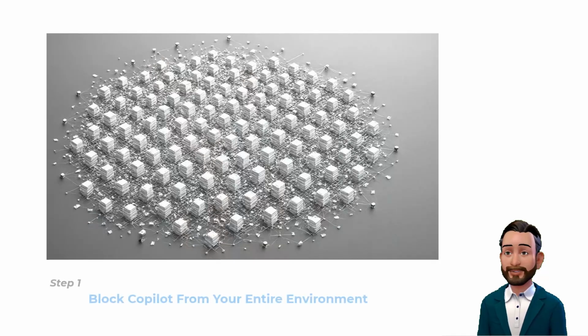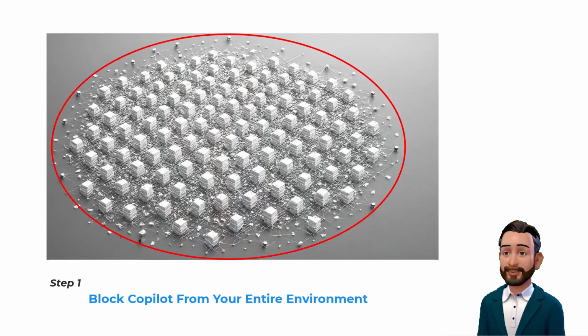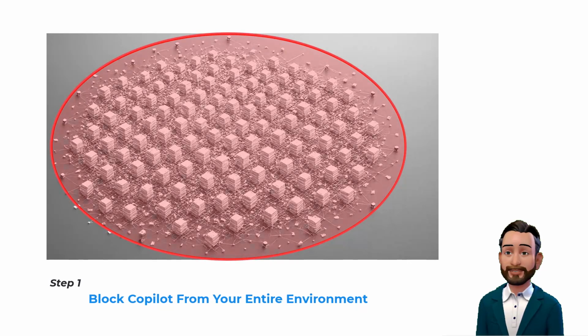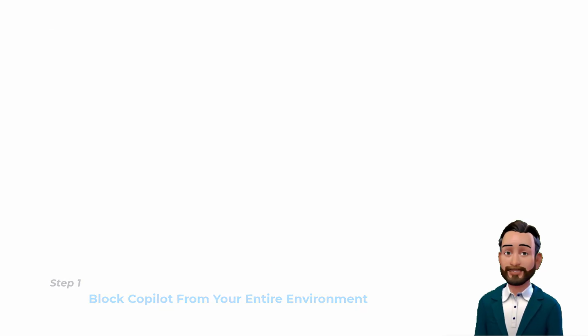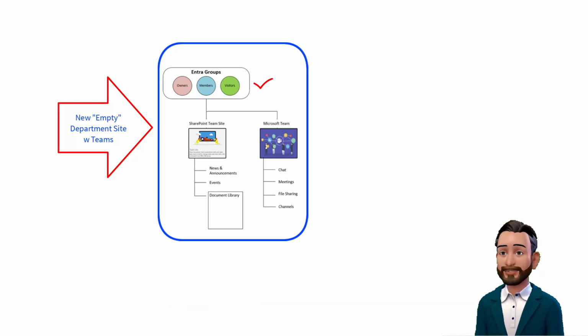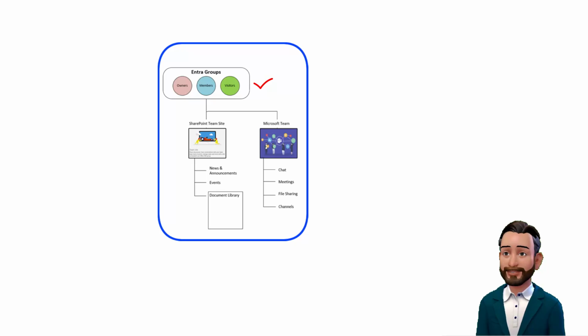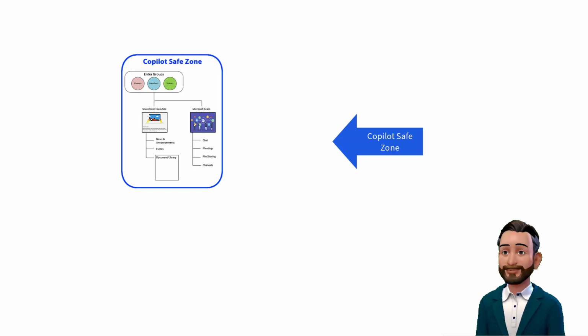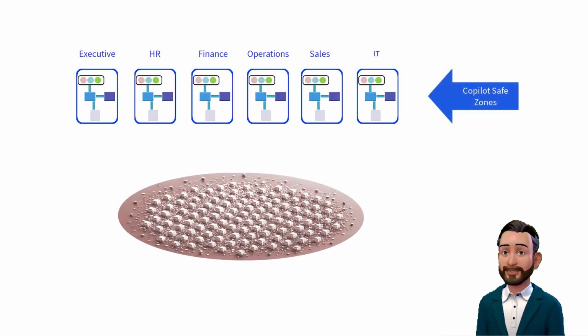First, you block Copilot from your entire tenant by applying a label that utilizes the new Block Content Analysis Services function via PowerShell. Then, for each department, create a new SharePoint site with a library and associated Microsoft team. Configure permissions for departmental employees and visitors using M365 groups, and manage site access through those groups. Then permit Copilot access in these areas. This approach establishes a safe zone for Copilot within each department.